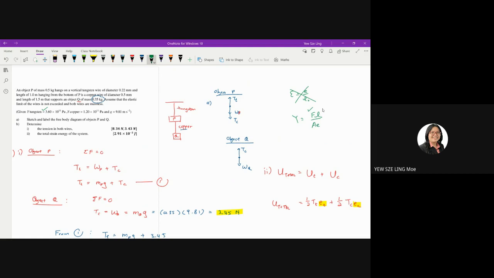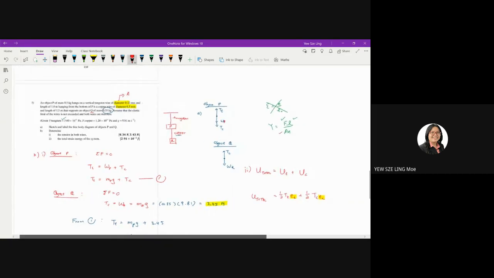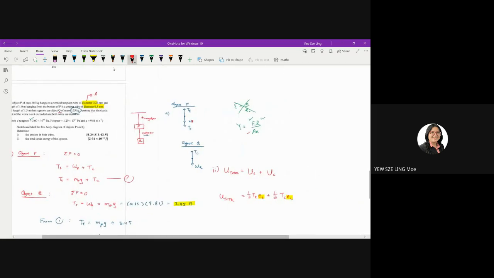Original length is given. I don't have area, but what I do have is a diameter. If you remember what I told you just now, if you're given diameter, it means the question wants you to calculate area. So you have area as well. Then yes, we can use this equation to find the values of elongation, to determine e. So e equals F L naught over AY. For this question, it's a bit long. You need to repeat it for both wires. So let us calculate it.